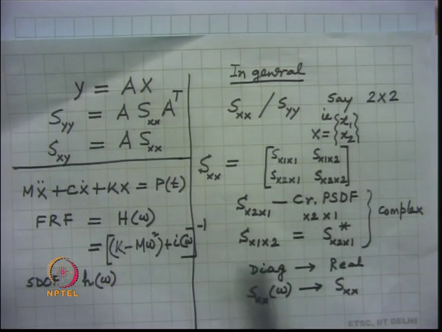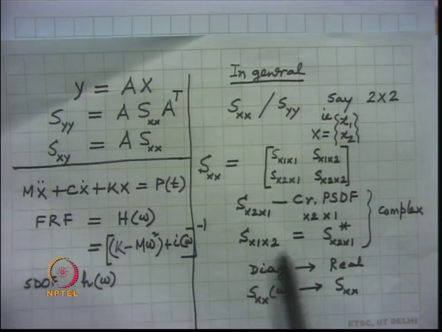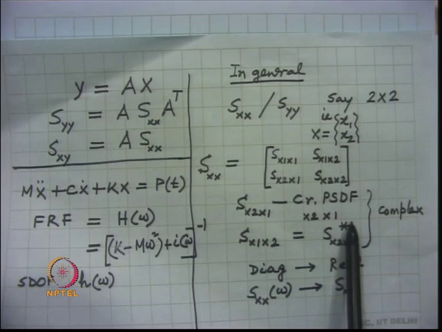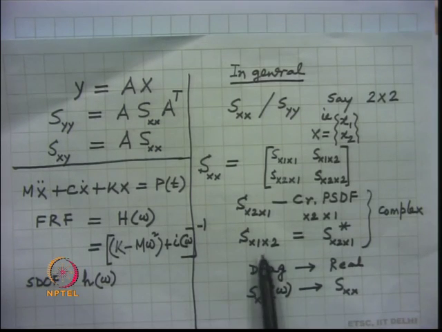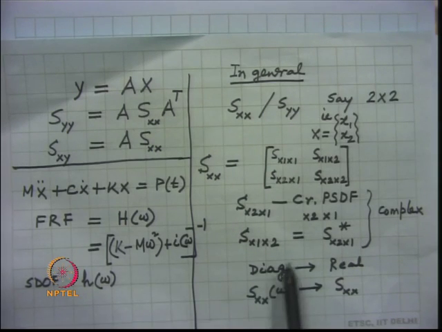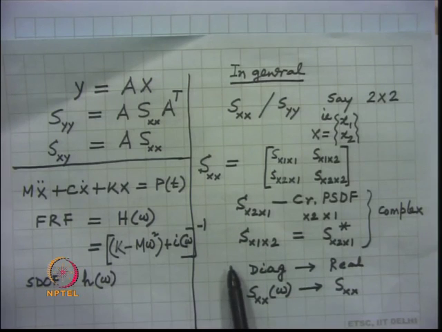In case of the matrix, that means if it is not a single power spectral density function but a matrix, then the relationship is S x1x2 will be equal to S x2x1 complex conjugate and transpose of that. So that is the difference between the single quantity as the cross power spectral density function and the cross power spectral density function matrix between x1 and x2. In that case, x1 and x2 will be the two vectors.